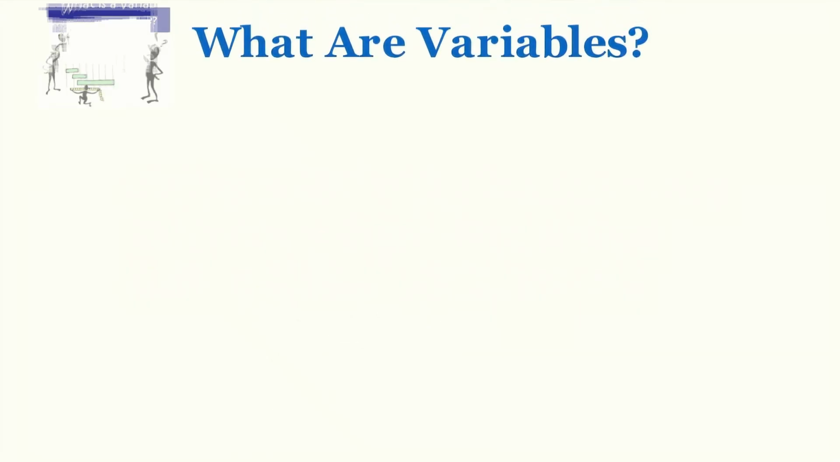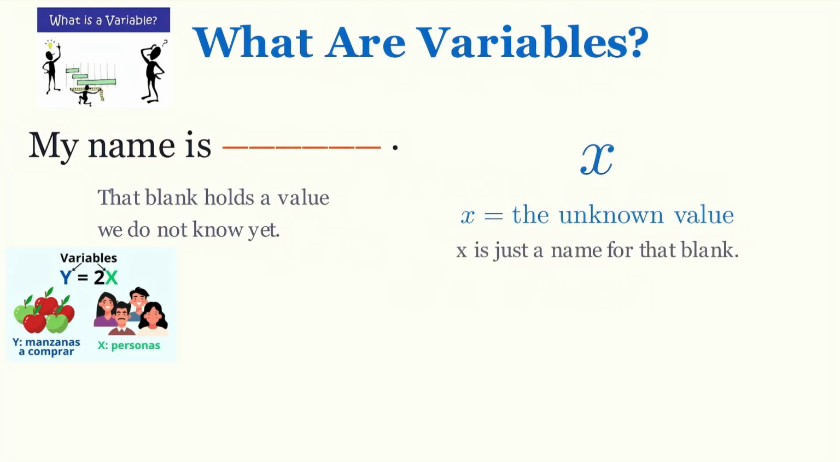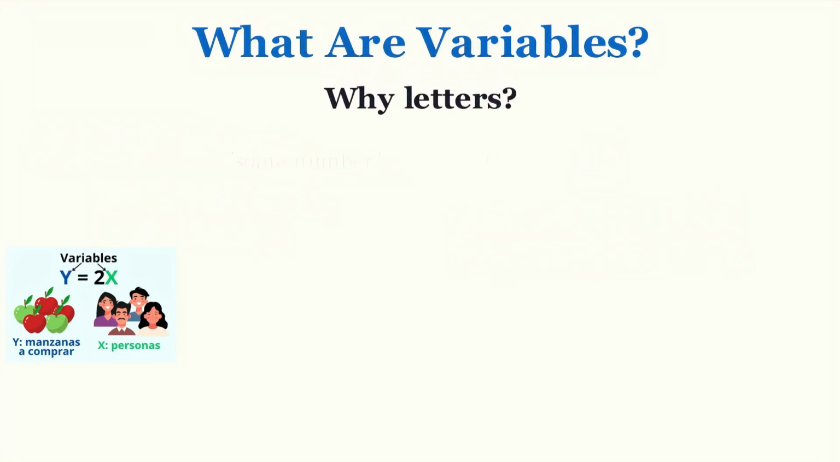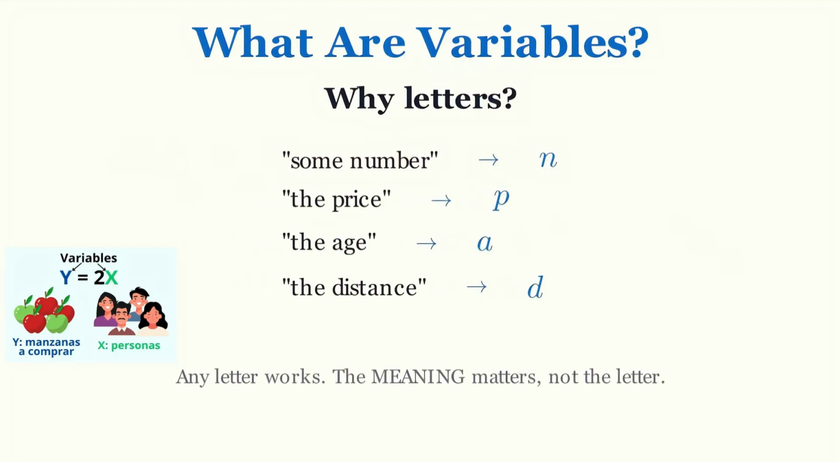Okay? Variables. Think of it like a blank in a sentence. My name is... That blank holds something. We just don't know what yet. In algebra, we call that blank X. We use letters because they're short. Instead of writing some number, we write N. Instead of the price, we write P. The letter doesn't matter. The meaning does.